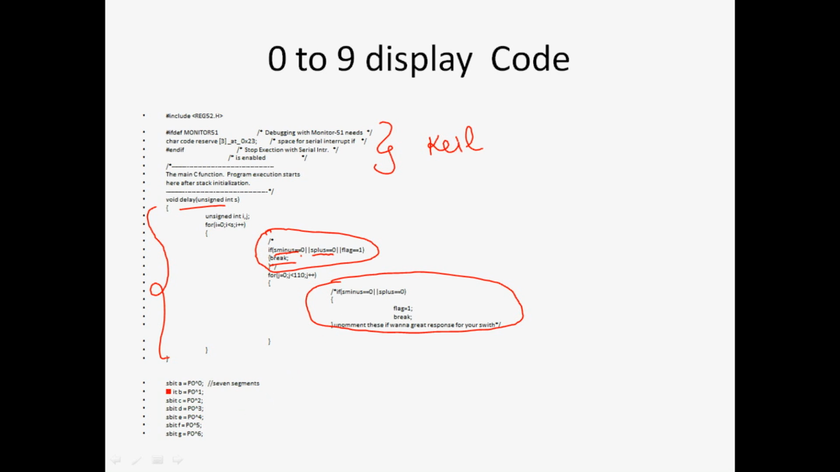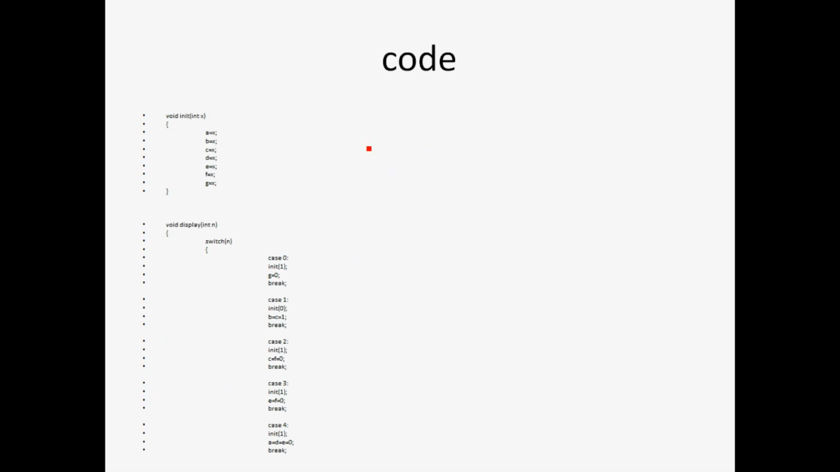Next is another declaration for your 7 segment display: single bit A, single bit B, single bit C, from 0 to 6. Now why init? A dynamic initializer function is defined and integer x is the parameter. This parameter is given to the init function, and mainly the function of this init is to give the particular value 1 or 0 to the A to G identifiers of the 7 segment.